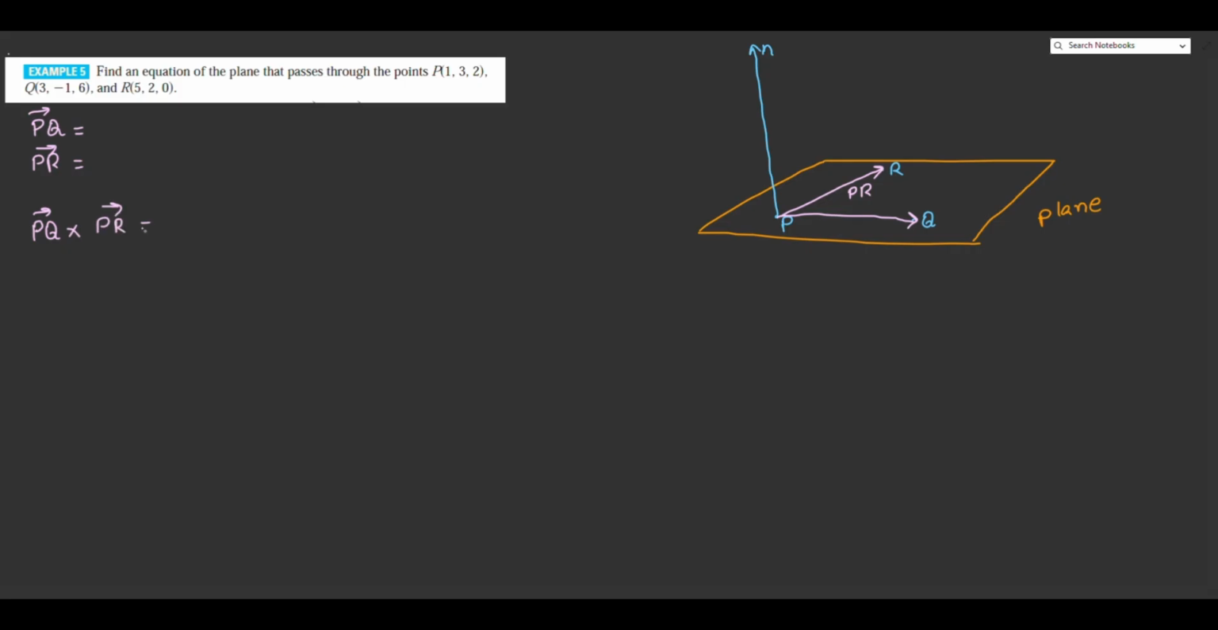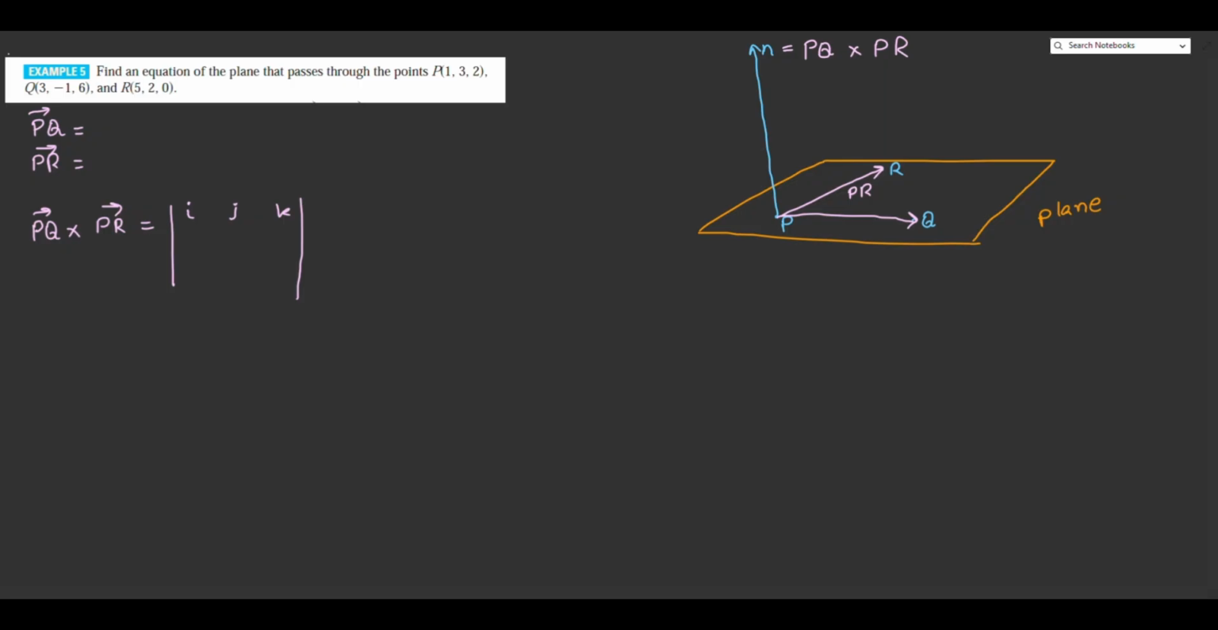We know from our previous knowledge that the cross product is given by this determinant. In the first row we write i, j, k, in the second row the components of the vector PQ, and then the components of the vector PR. Then we expand this determinant and it will give you the normal vector, which is equal to PQ cross PR. So that's how you can find this normal vector. This is the main idea of this question.